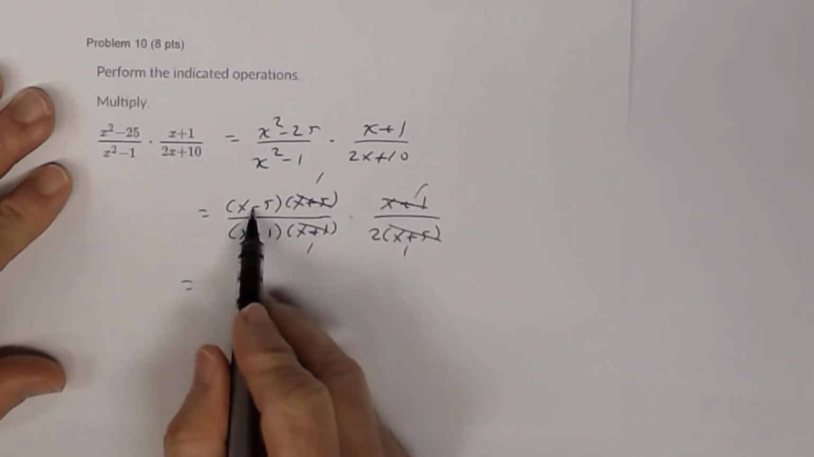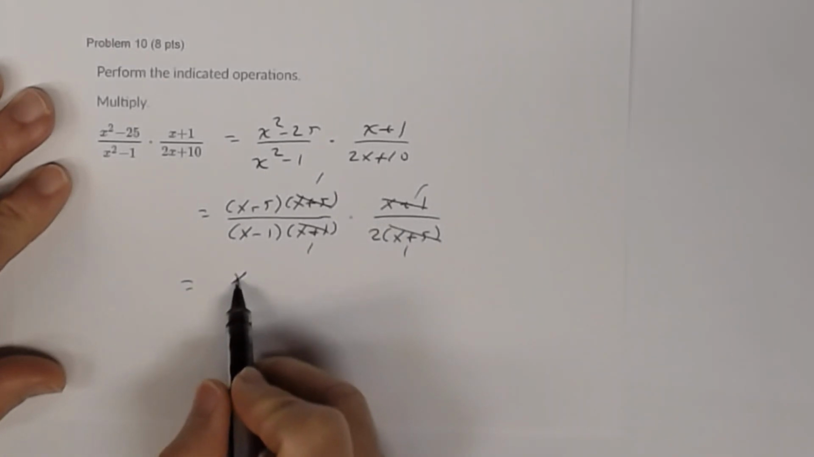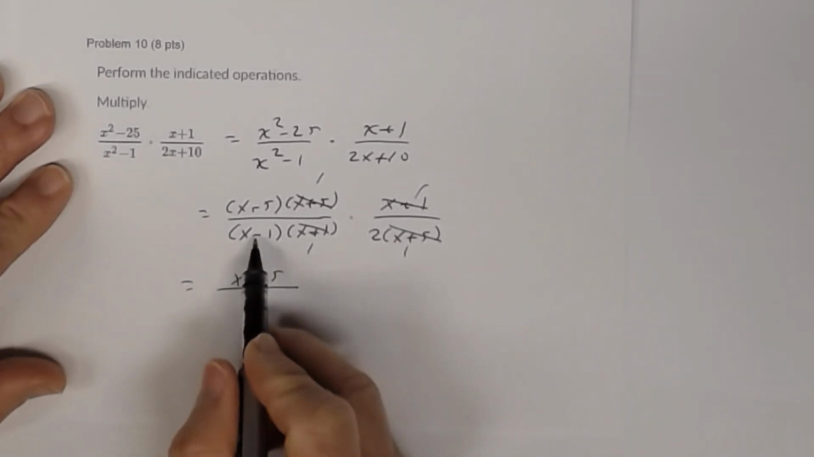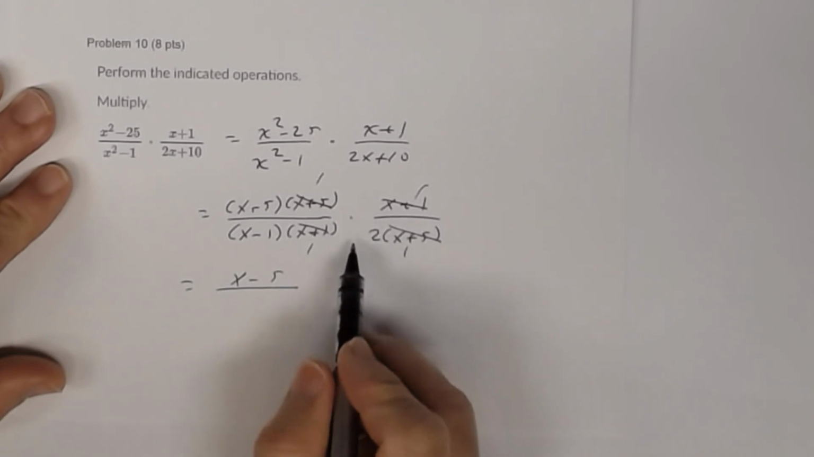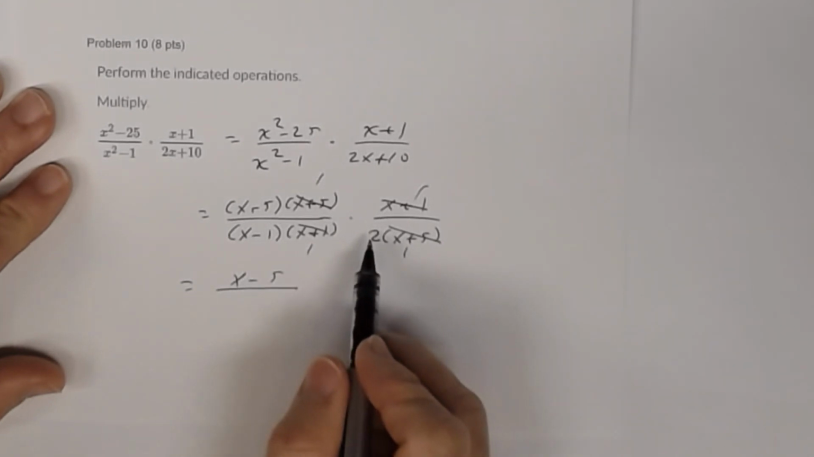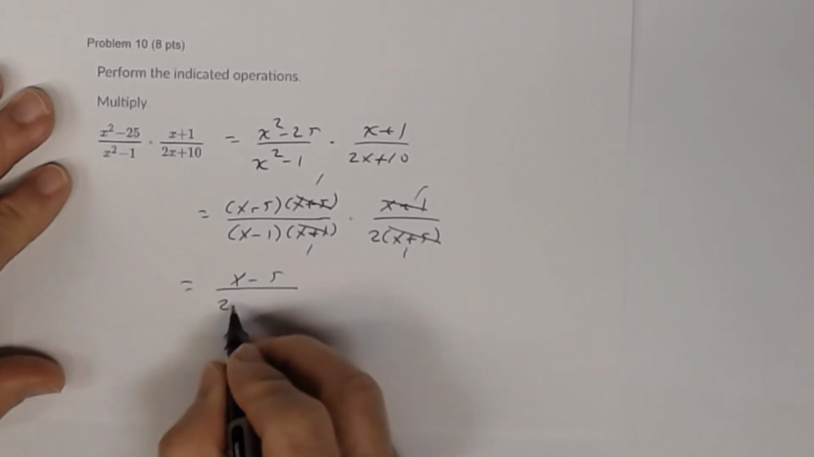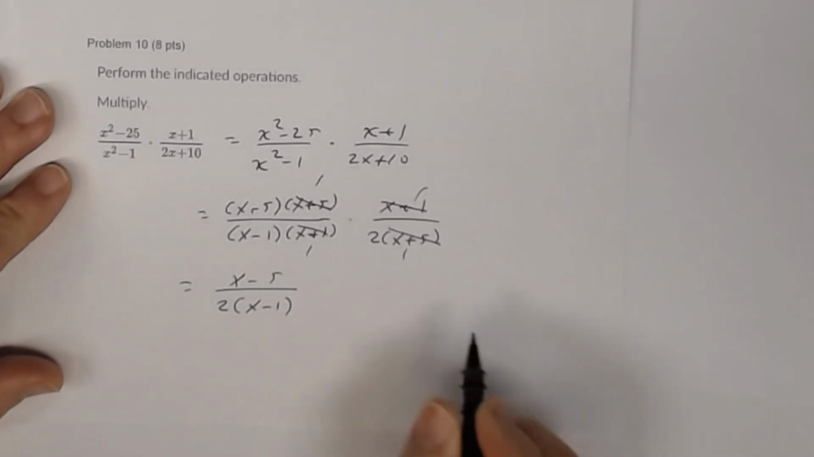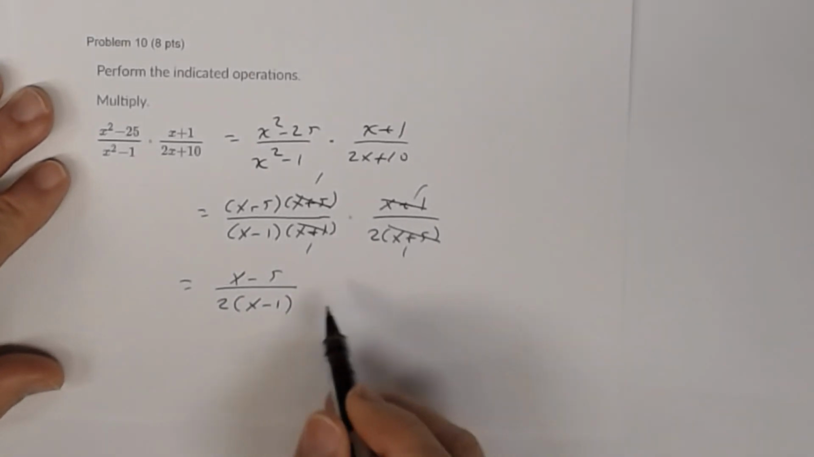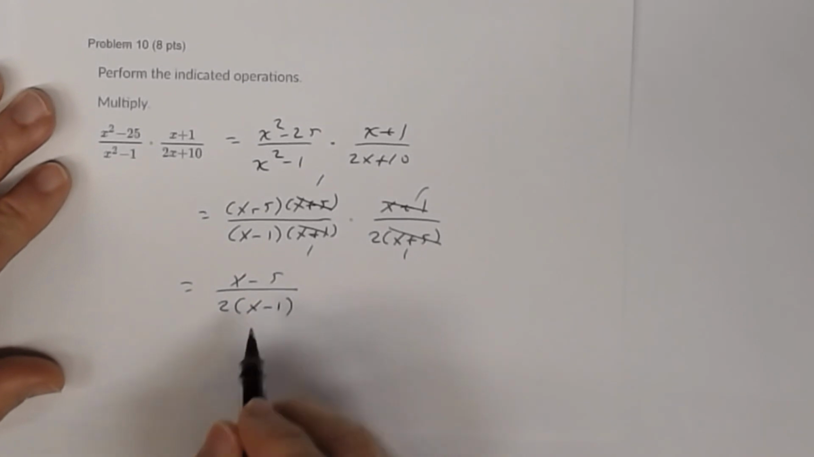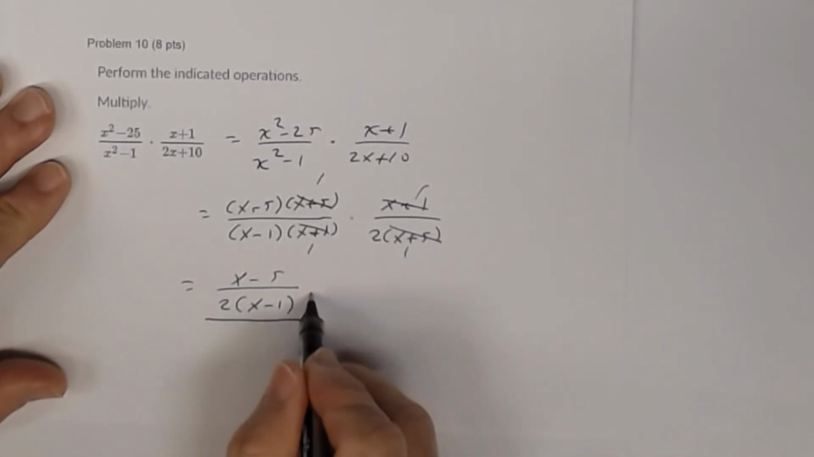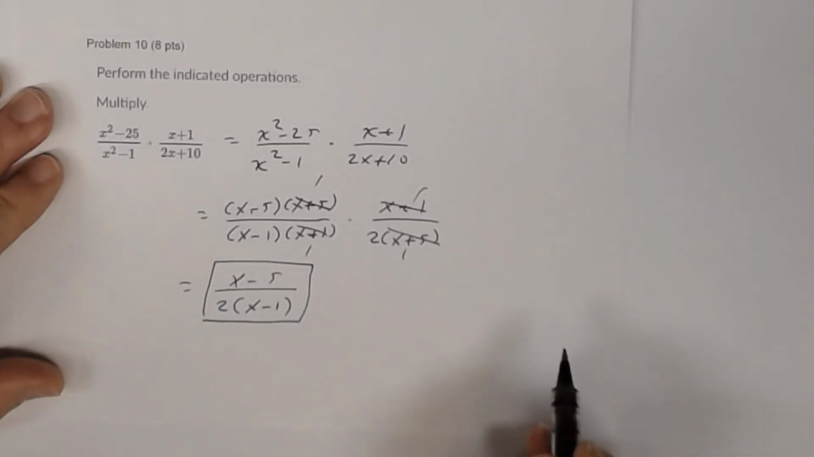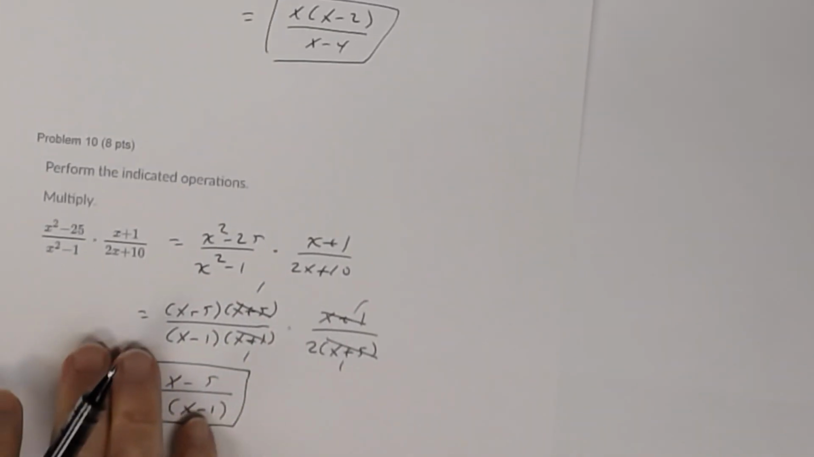So therefore you get x minus 5 times 1 is x minus 5, divided by x minus 1 times 2 times 1. And we always tend to put the monomial factor in front, especially if it's a coefficient. So it would be 2 times x minus 1, numerical coefficient of 2. Again, if you multiply it out, nothing wrong with that, but if you make an error, you're going to lose some points. All right, so leave it in factored form. So there's number 10.